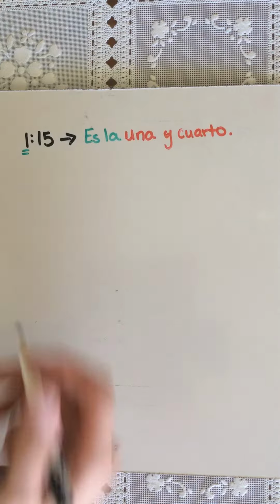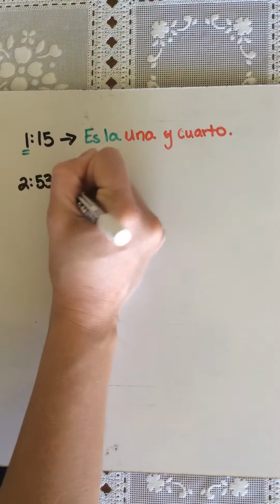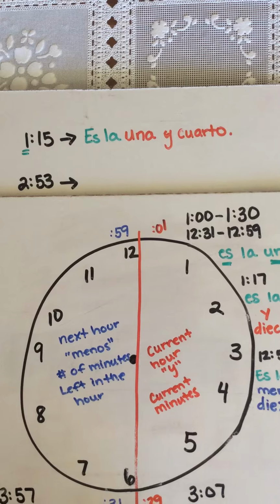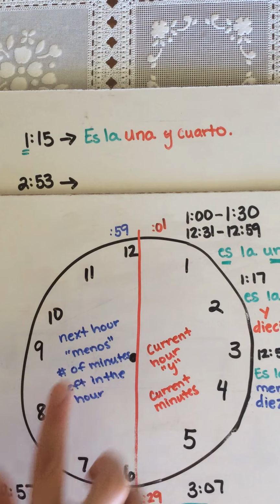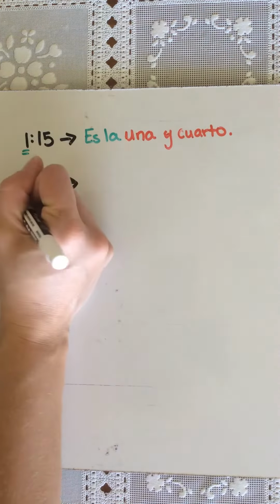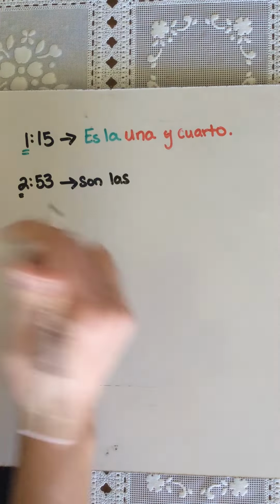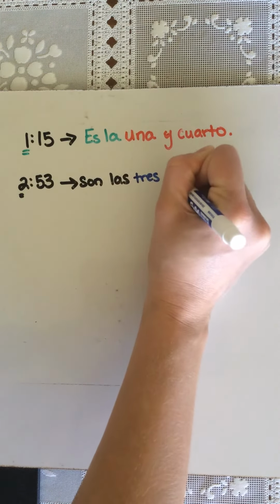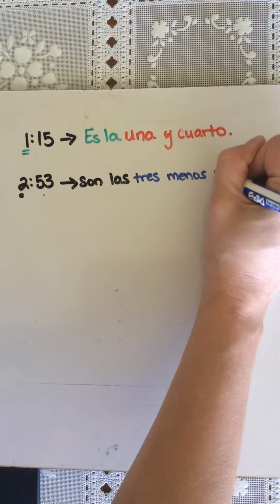Okay. What about if I said it's 2:53? Okay, again, paying attention to our minutes. Our minutes now, because it's 53, are over here on the left-hand side. So we're going to take the next hour minus the number of minutes left in the current hour. Okay, so we're going to start with, it's 2, so we're going to say son las, but the next hour is 3. Son las 3 menos, minus the number of minutes left. How many minutes are left? 7. Okay.